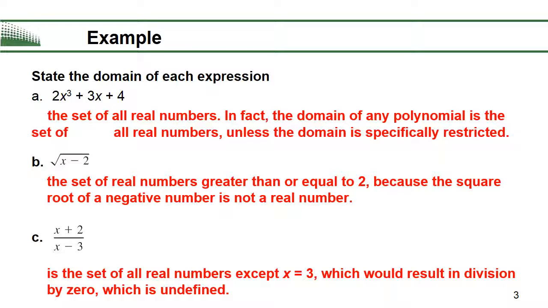And finally, C, we have a fraction. And what you need to remember, and we forget so easily, is that with fractions, you cannot have a zero denominator. So what we need to do for C is to ask ourselves what value for x will give us a zero denominator. And that would be 3. 3 minus 3 would be 0. So the domain for C is all real numbers except x equals 3, because that would result in division by 0.